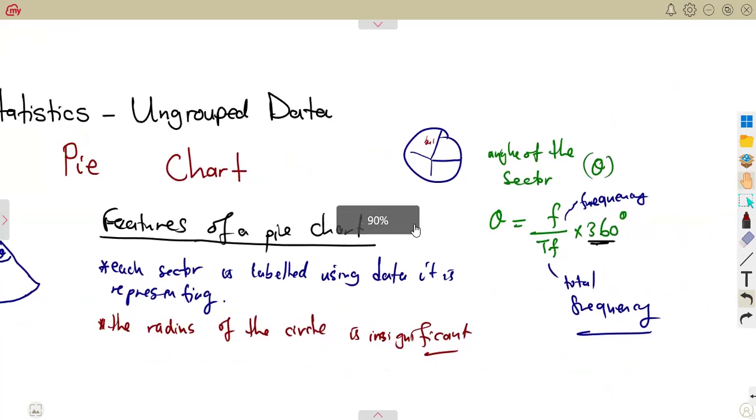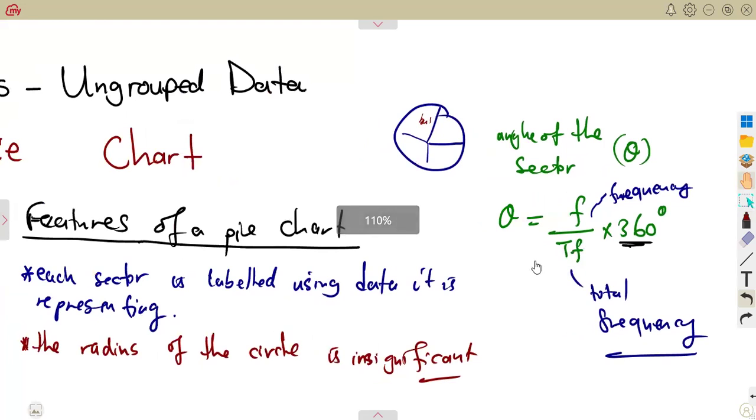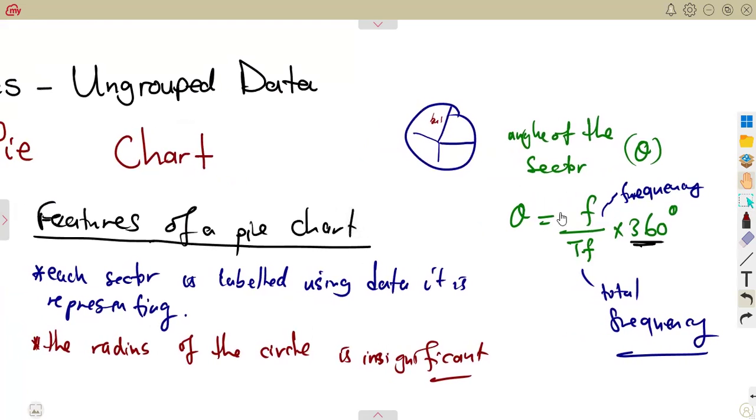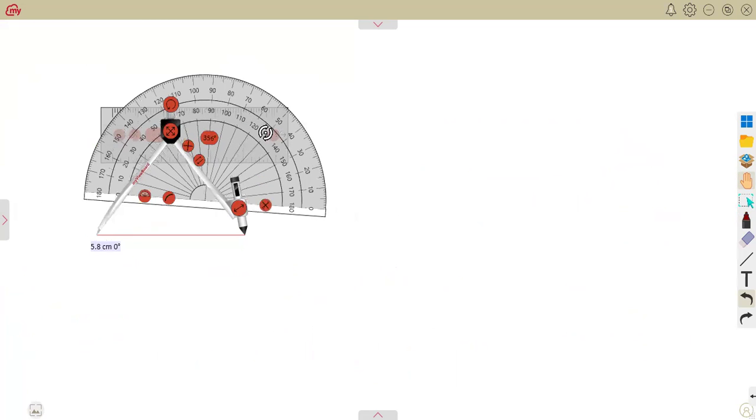And as I said, we are going to have our theta. Remember, you have to present this in the form of sectors. Calculating the theta, which is the angle of the sector, is part of your features: the sector frequency over the total frequency times 360 degrees. Let us say we've got information that we want to present on a pie chart. So we are going to need this in our presentation. Let us keep them aside.